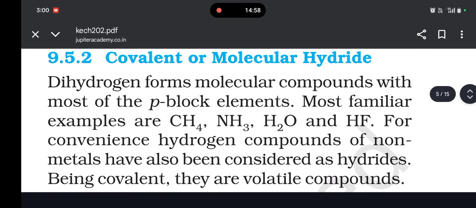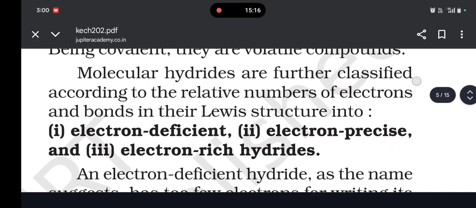Second, covalent or molecular hydrides. Dihydrogen forms molecular compounds with most of the p-block elements. Most familiar examples are CH4, NH3, H2O, and HF. For convenience, hydrogen compounds of non-metals have been considered as hydrides. Being covalent, these are volatile compounds.